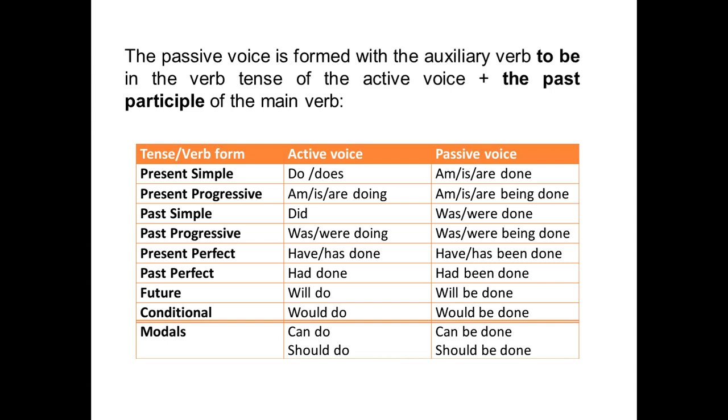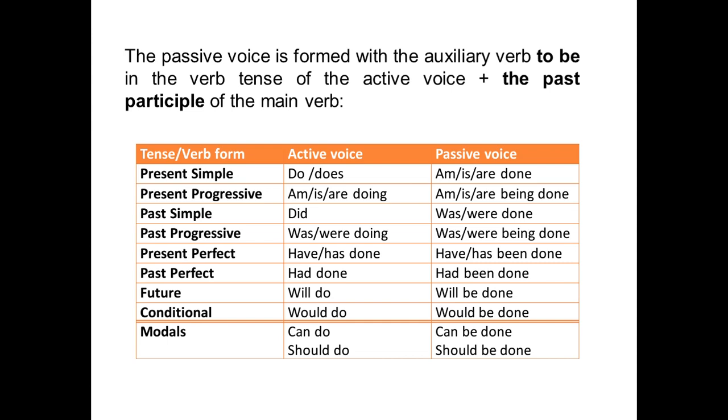Past perfect: I had explained the exercises. I had explained the grammar before we did the exercises. The grammar had been explained before the exercises. Future: I will do an experiment. An experiment will be done. Conditional: I would buy a new car. A new car would be bought by me. And with modal verbs: I can speak English. English can be spoken by me.